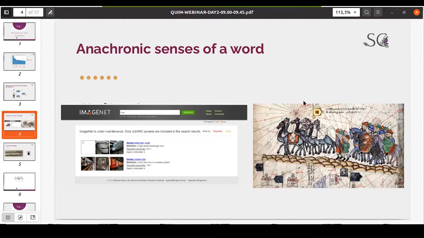So we have to take into account that words may have different senses. Some of the senses are anachronistic and some others are not. And we have to take the sense which is not anachronistic, in this case, the caravan meaning.